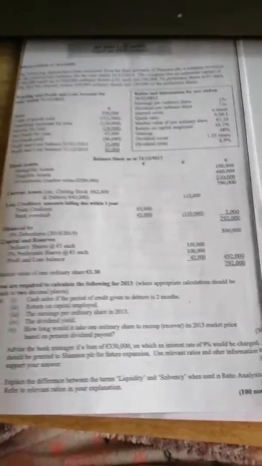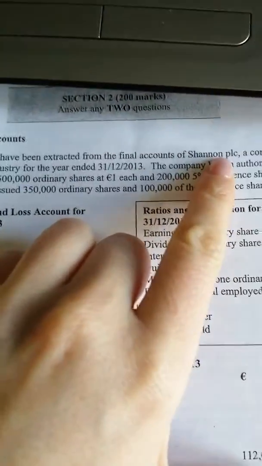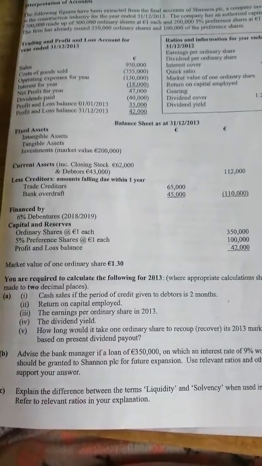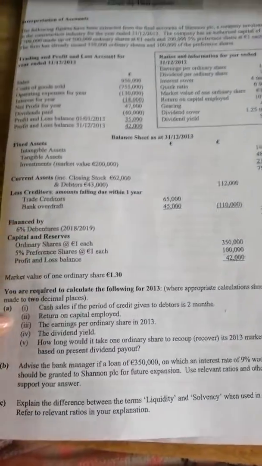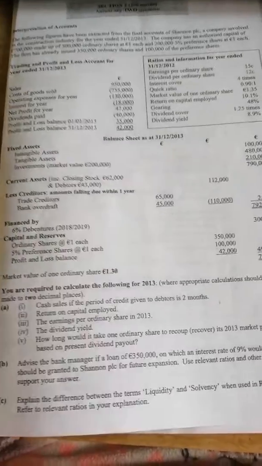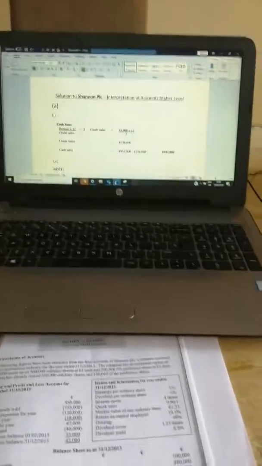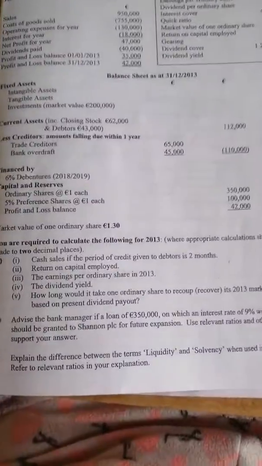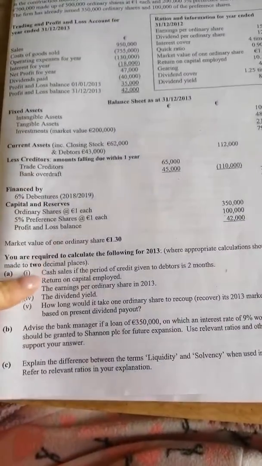Okay, so higher level accounting, you were asked to do the interpretation of accounts for Shannon PLC. I'm just going to go through a quick video going through your part A, part B and part C, and then I'll upload the solution to Microsoft Teams, okay? So the first question is your ratios, okay?